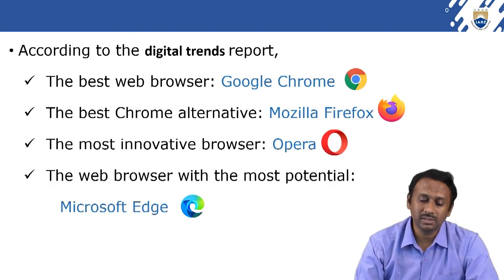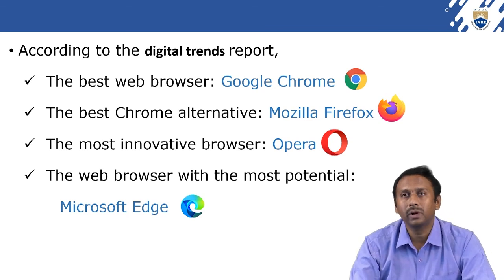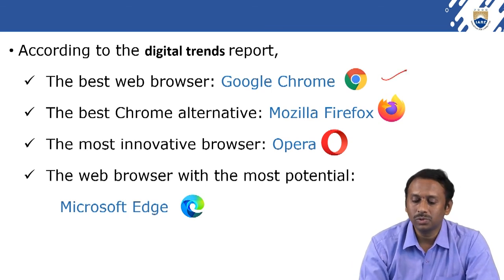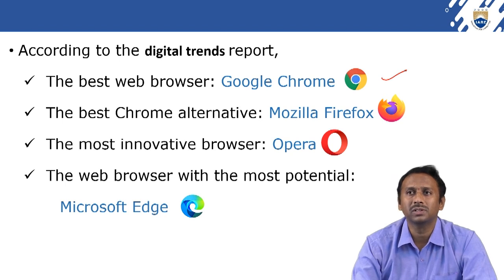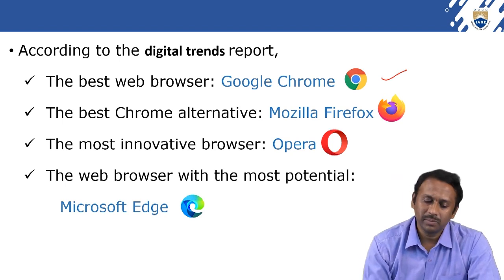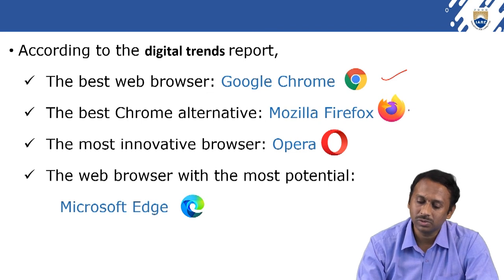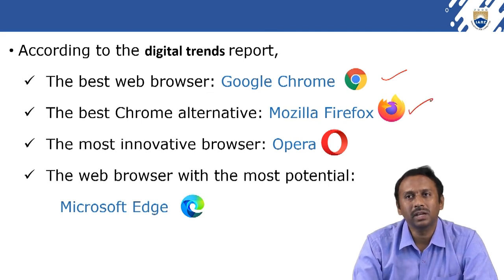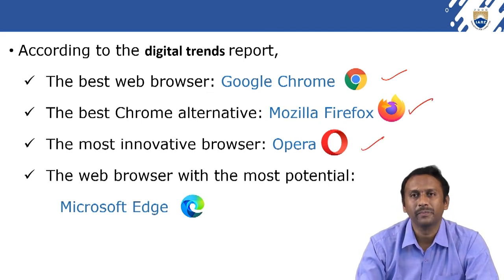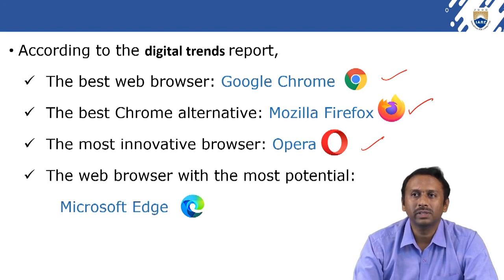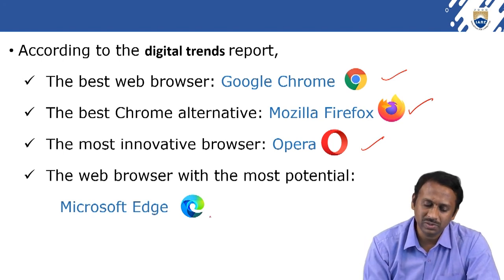According to the Digital Trends report, the best web browser is Google Chrome. This is the latest report, from 2020. The best Chrome alternative is Mozilla Firefox, the most innovative browser is Opera, and the web browser with the most potential is Microsoft Edge.